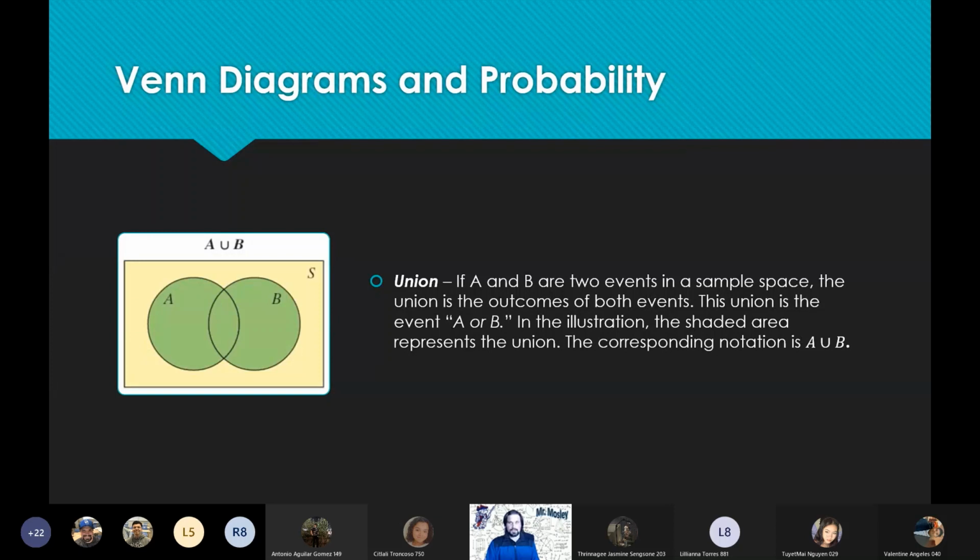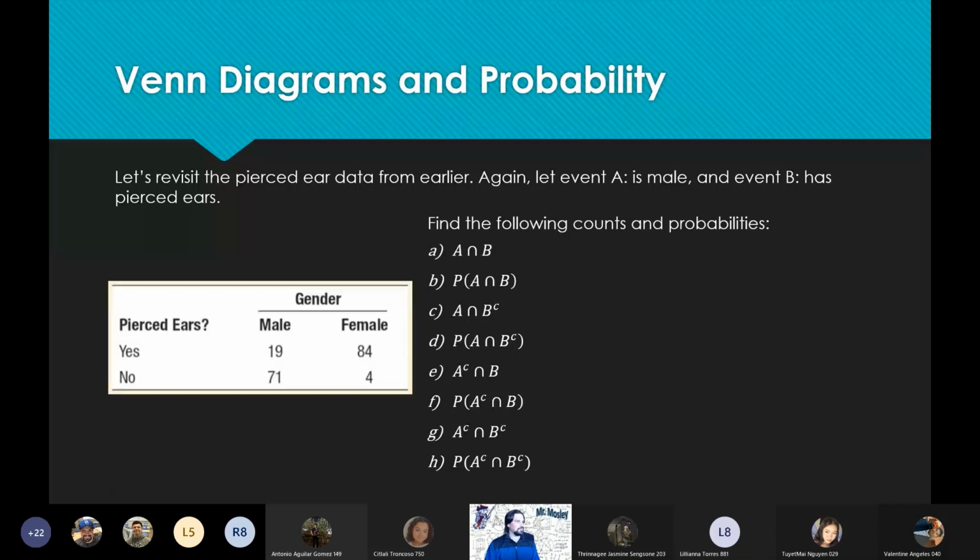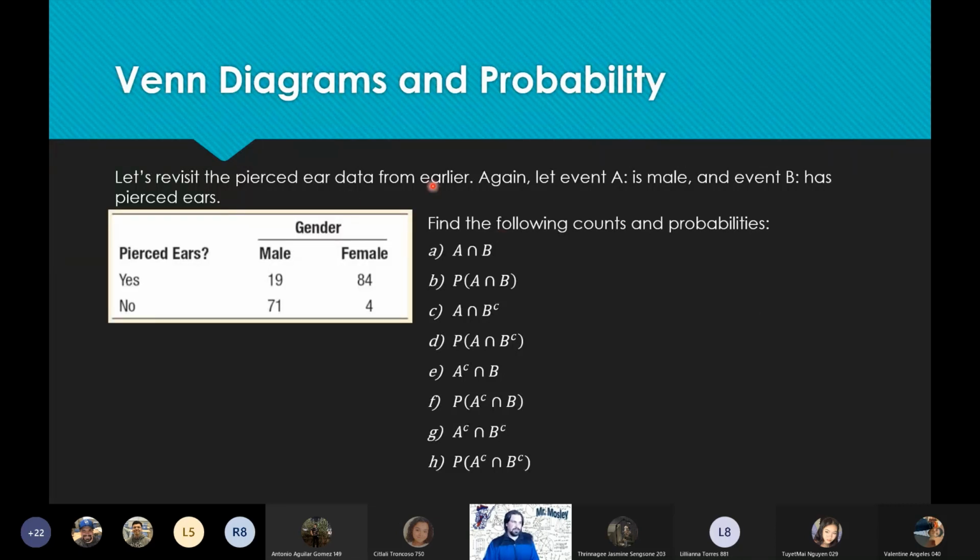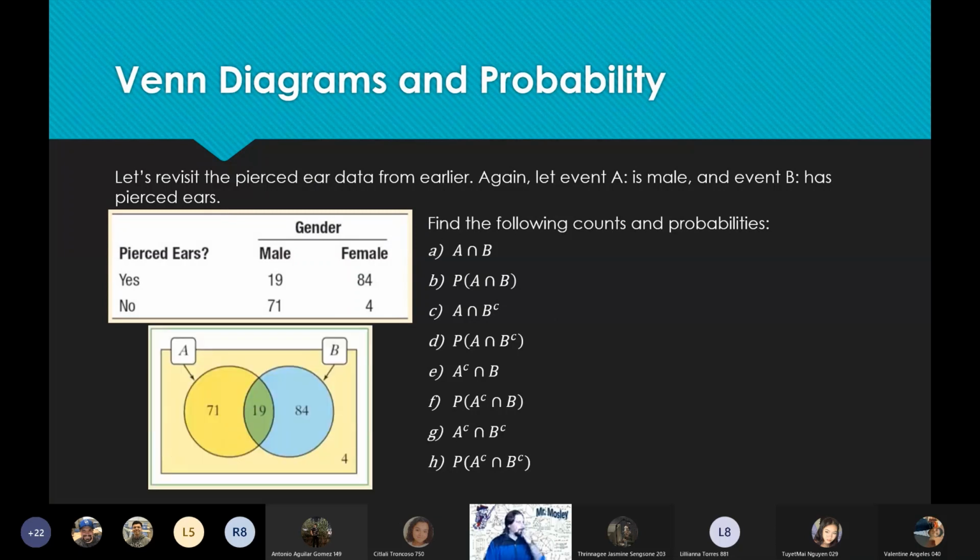Okay. So then, let's look at examples of using this stuff. We're going to revisit the pierced ear data from earlier. Here it is. We're just missing the marginal distributions because we don't need them for this. And here's a Venn diagram showing the same events and the accompanying counts. So first, we have the same two events highlighted. A is male. B has pierced ears. Those are our two events again.